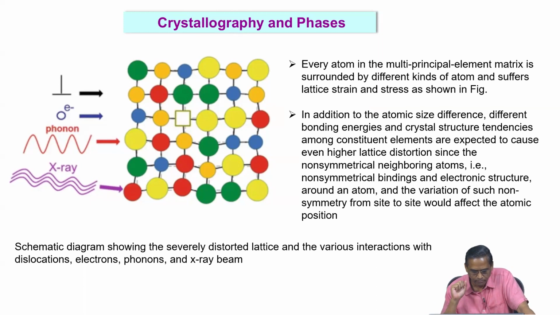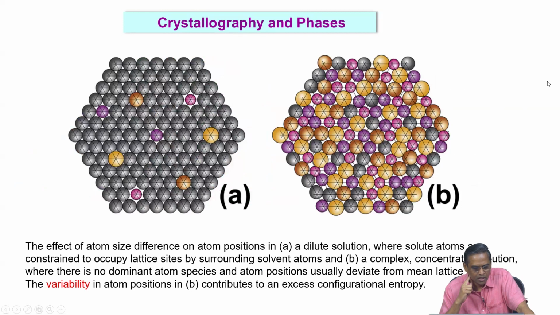Now, we are looking at a little more of a nice comparison. What is the difference between left and right? Left is called the dilute solution model, and the right hand side is a complex concentrated solution. So, what is a dilute solution here? Why do we call it a dilute solution? Some solutes are there, but that fraction is too small. That's why it's called a dilute solution.